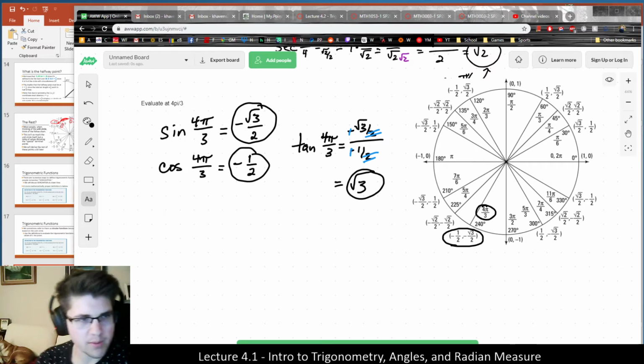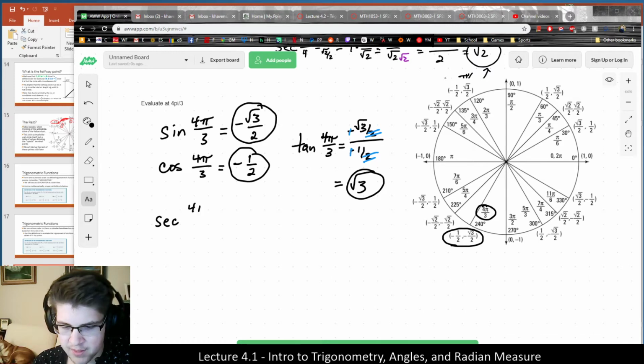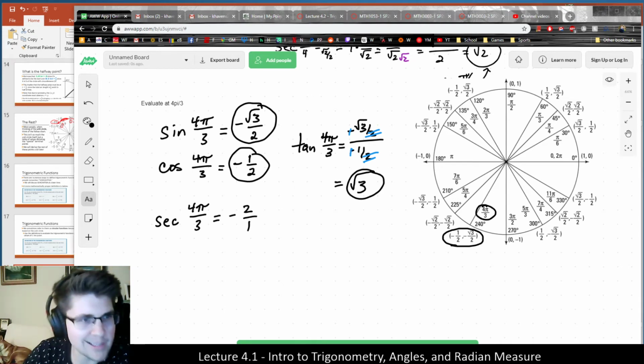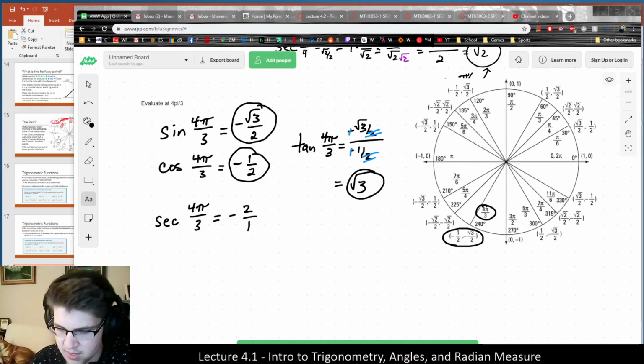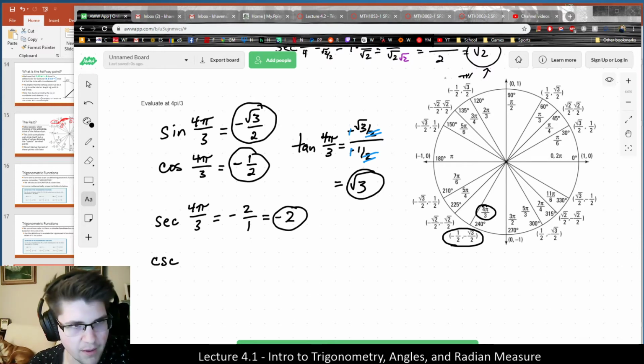Now for the 3 reciprocals, let's start with secant just randomly. Recall that secant is reciprocal to cosine, aka flip the cosine. So again, I could just flip cosine. That's the easier way to do it in my opinion. Flipping cosine is negative 2 over 1, of course, is just negative 2. Cosecant is the flip of sine instead. So if I flip sine over, I would get negative 2 over rad 3.